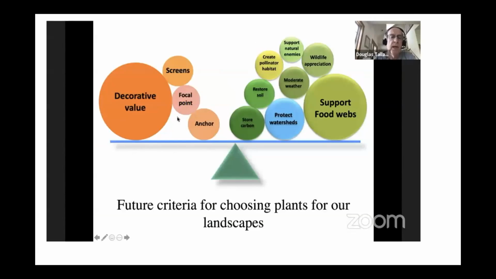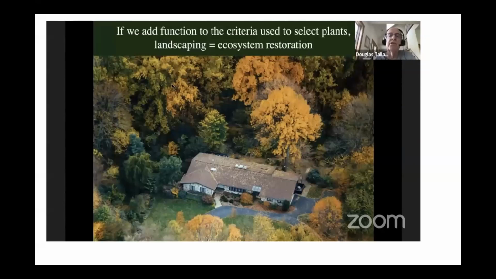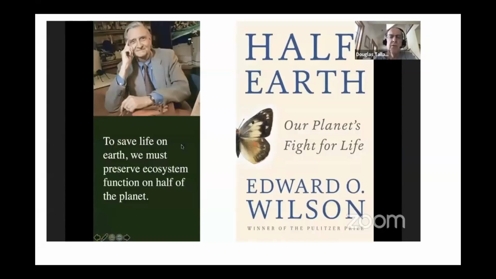What we can do is pick pretty plants that are native and do supply all of the ecosystem services that we need to start. They need to be delivered from functioning ecosystems right in human-dominated landscapes. And when we add function to the criteria that we use when we select plants, then landscaping equals ecological restoration. And this is 21st century landscaping. We've done 20th century landscaping, and we're now in the sixth extinction. So I would like to give this a try and try to turn that around.